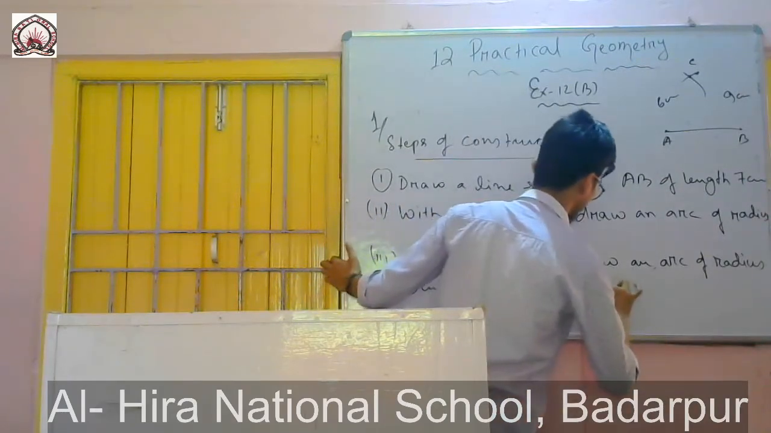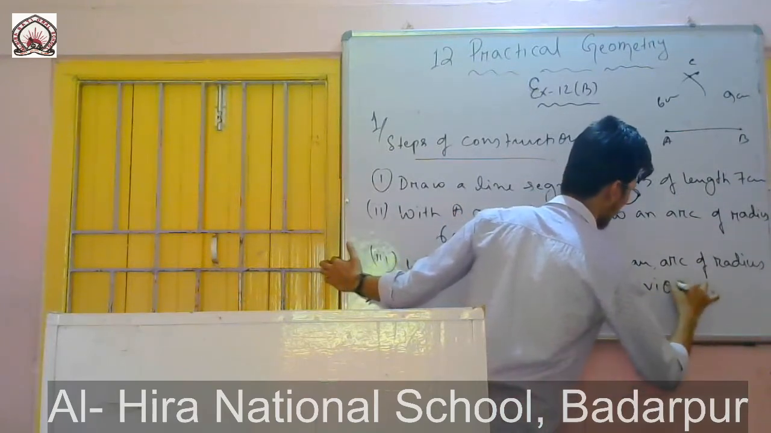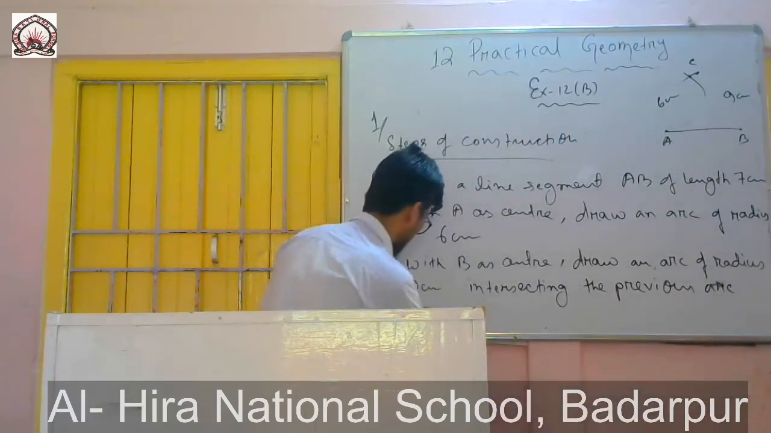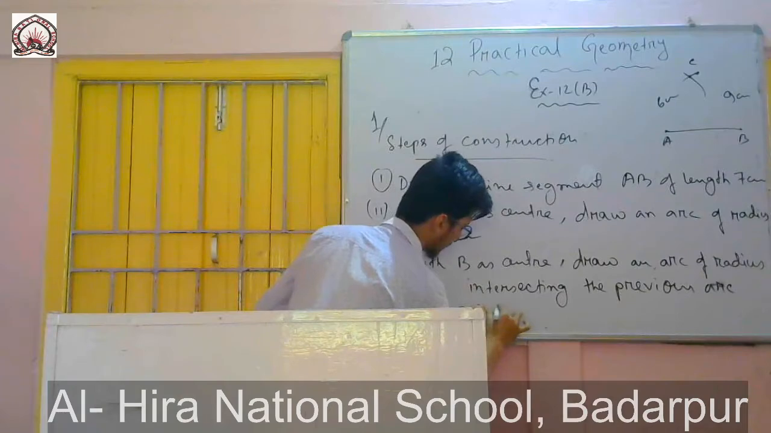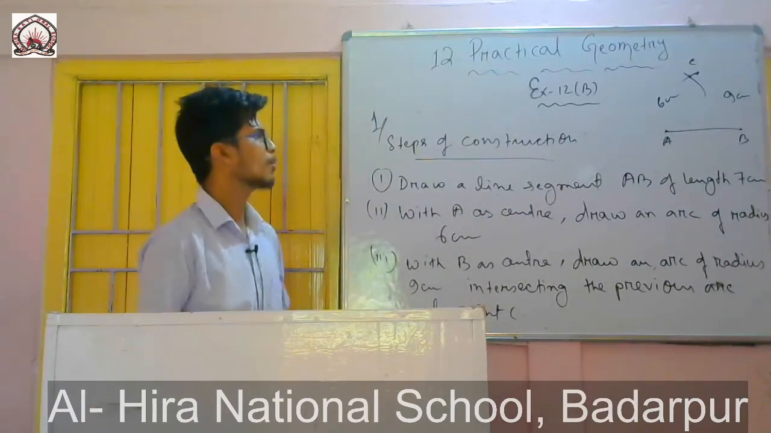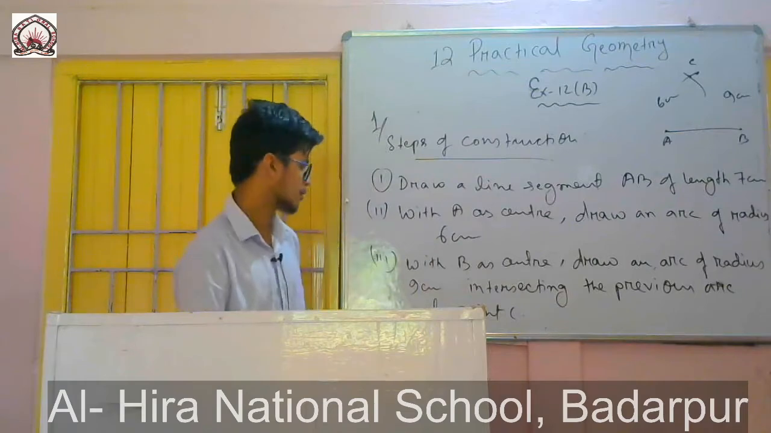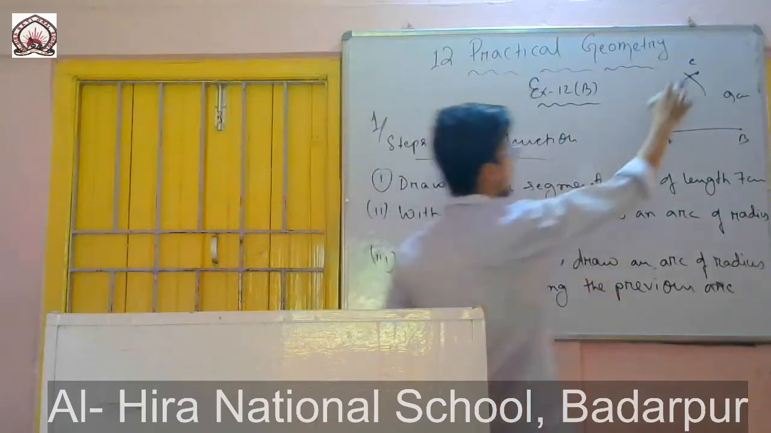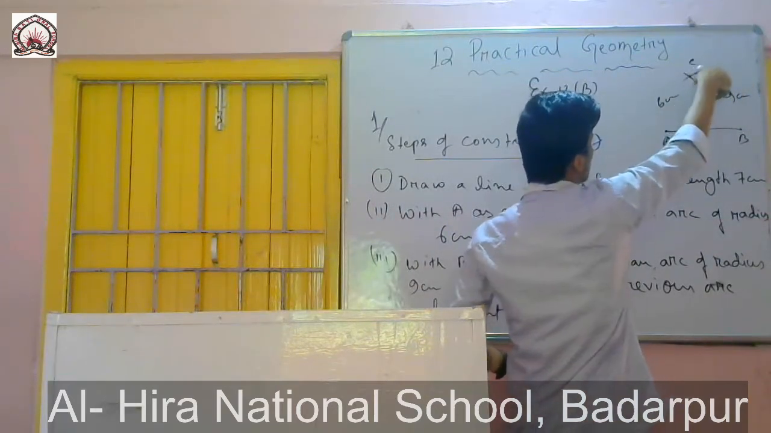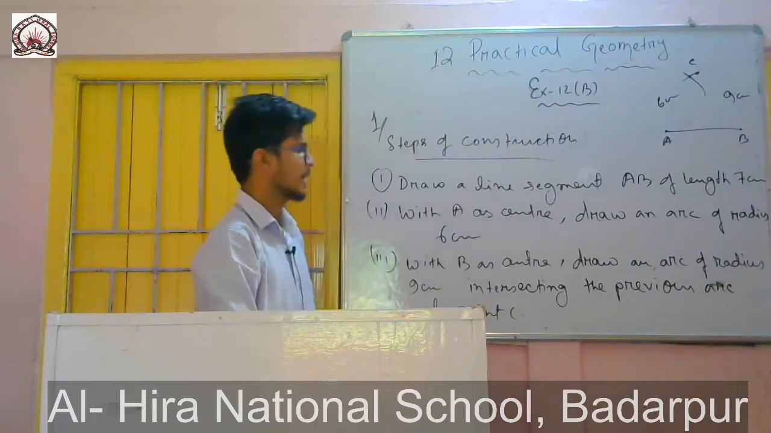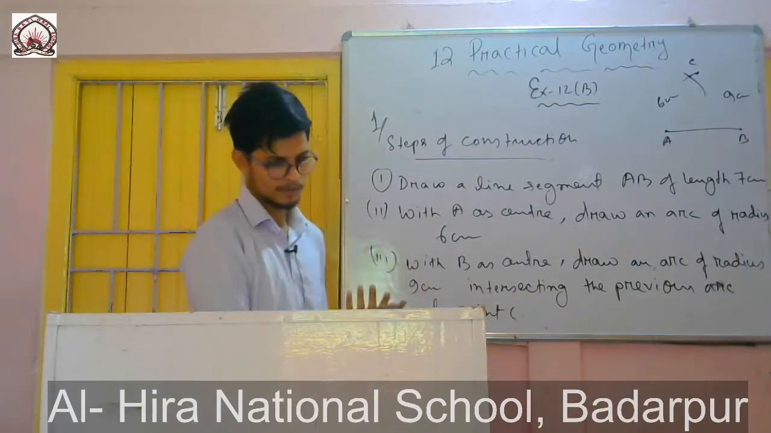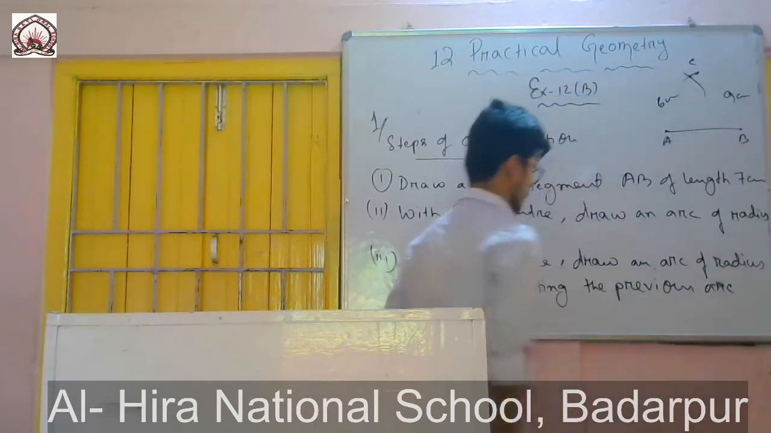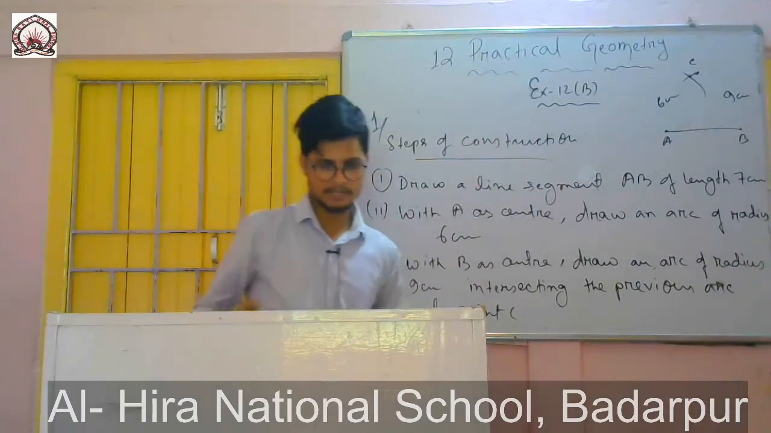Intersecting the previous arc at point C. So with B as center, draw an arc of radius 9 centimeter intersecting the previous arc. The earlier arc was this one. It should intersect this one, or else I will not get the intersecting point, and if I don't get the intersecting point, I cannot draw. So it should intersect this earlier arc. Then we get the point C.